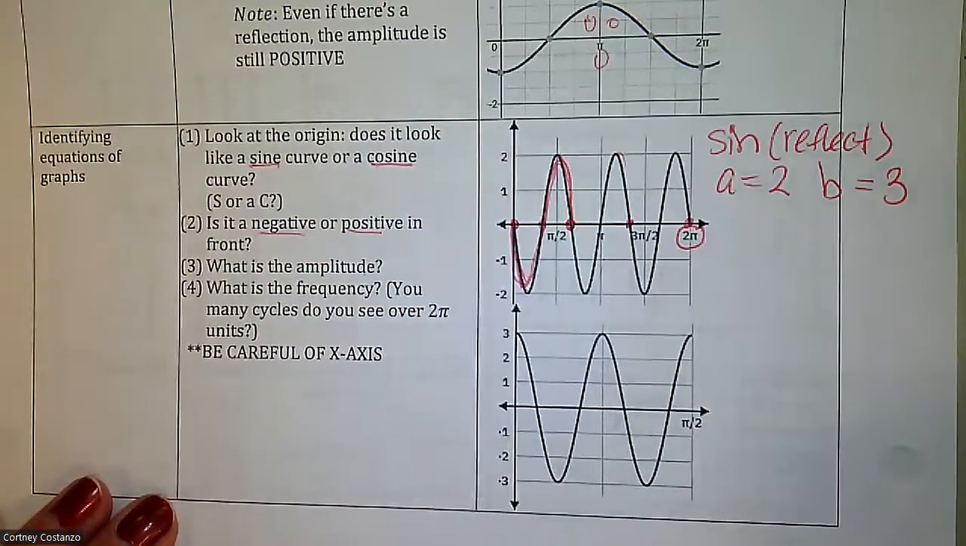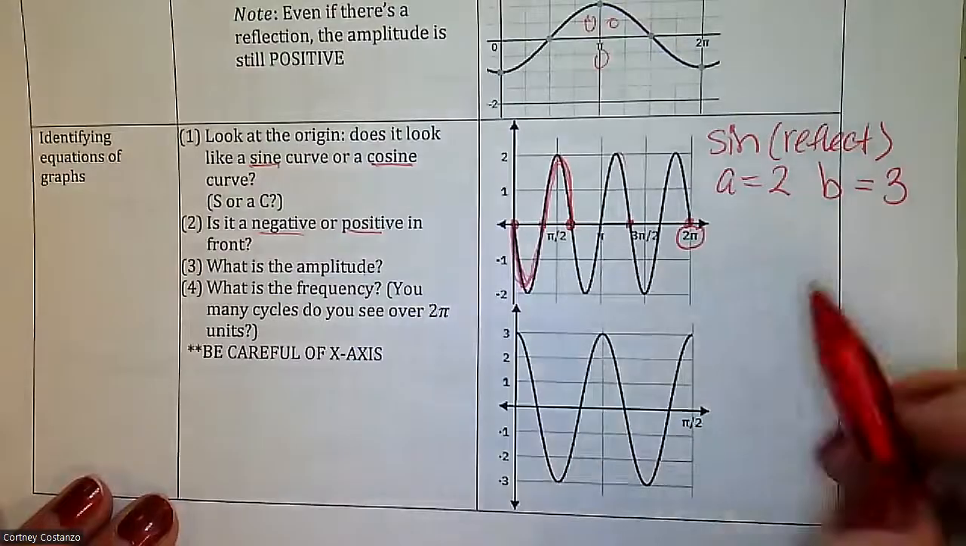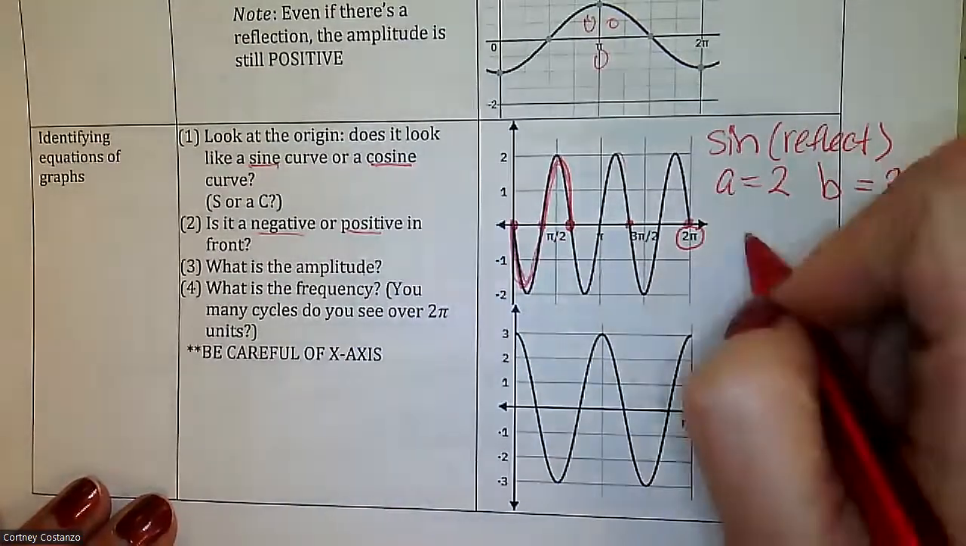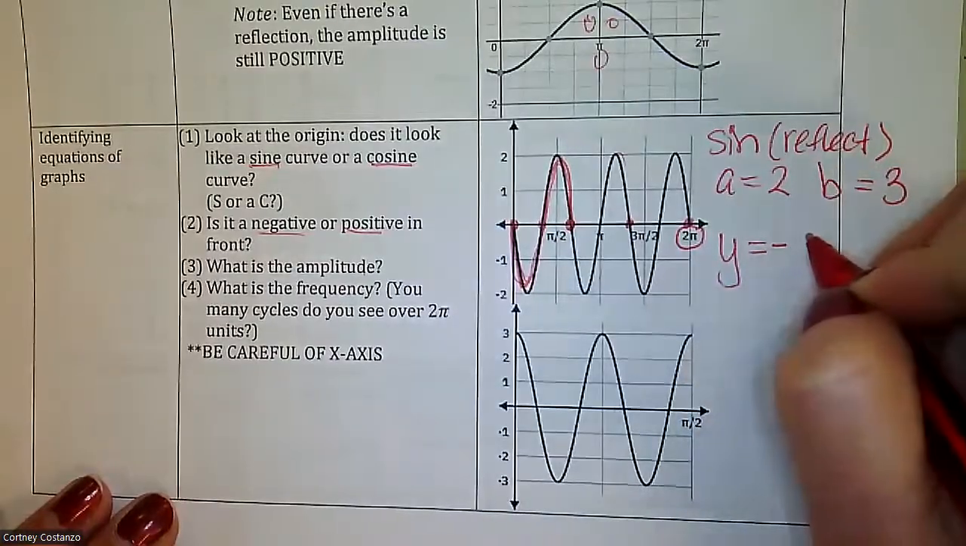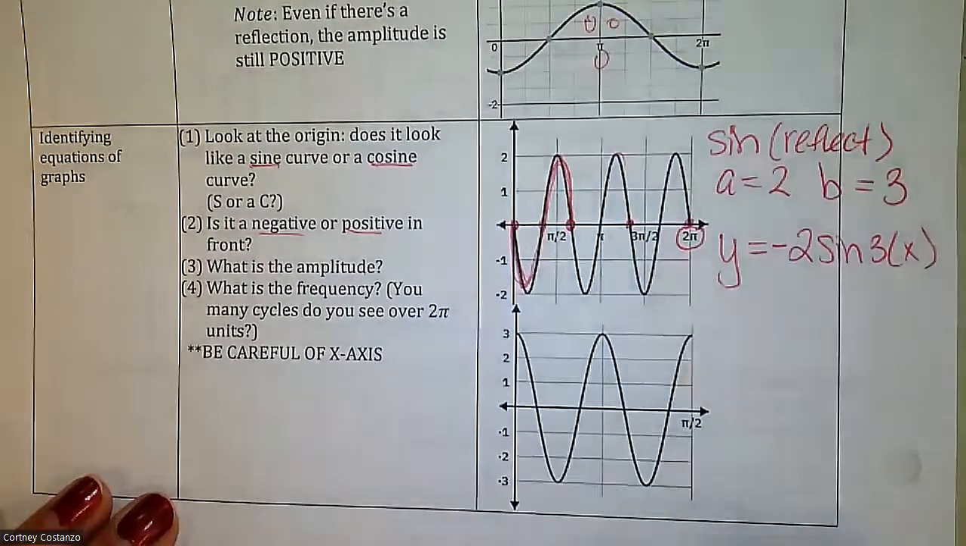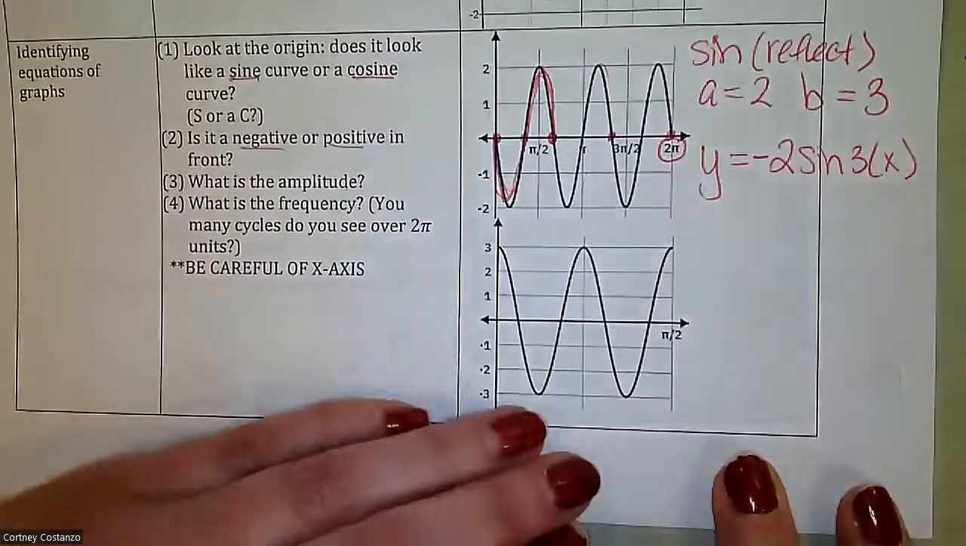This one does not have a midline shift at all, so we don't have to worry about a midline shift. And luckily, we also haven't been shifted side by side, so there's no phase shift. So we can write our equation as a reflected sine curve with an amplitude of 2 and a frequency of 3. Let's practice that again.